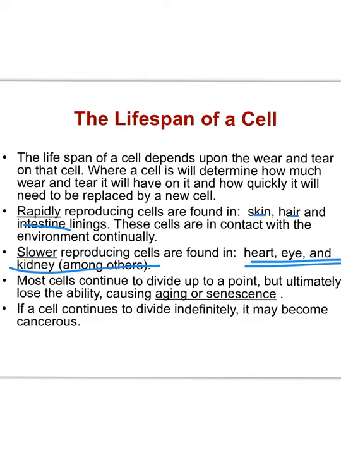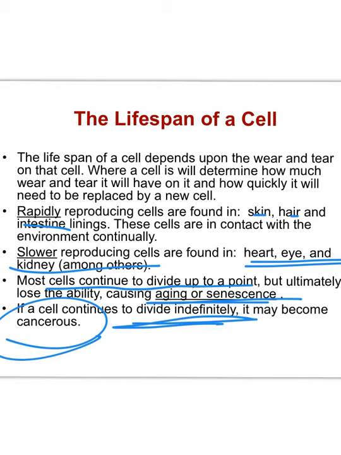Most cells have the ability to divide up to a point, but at some point you get old and you just stop, and that's called aging. And if all your cells stop and then die and don't replace, then you're dead. It's not such a pleasant thought. If you divide indefinitely and go out of control, that's what cancer is.